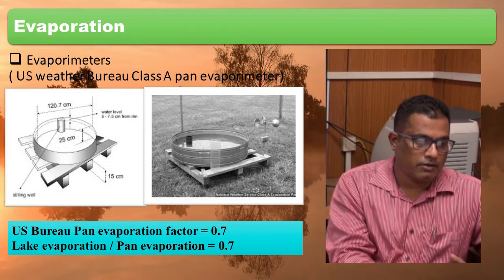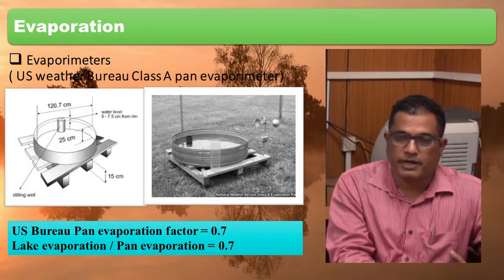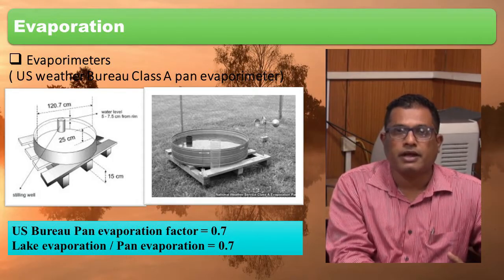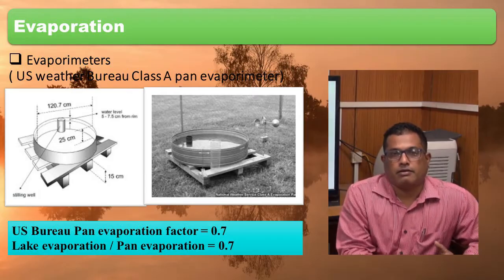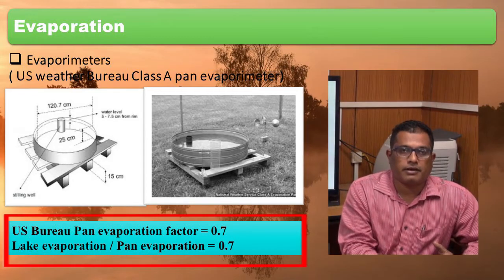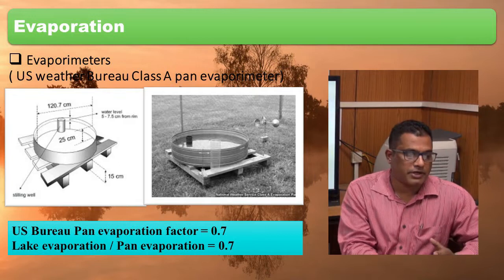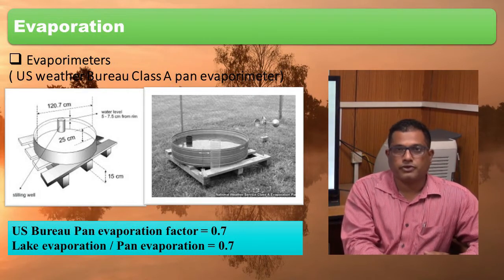Whatever evaporation we get through this US pan evaporimeter, the Class A evaporimeter, has to be factored by a quantity 0.7, and then we will get the actual evaporation. So the lake evaporation is the pan evaporation multiplied by 0.7.